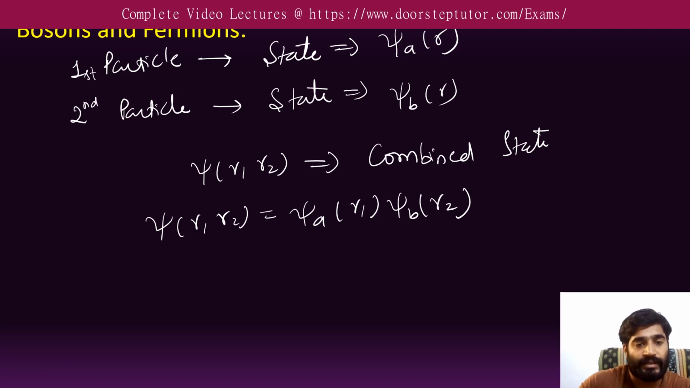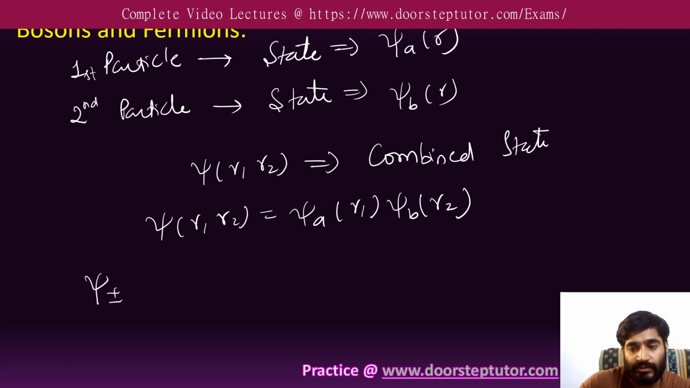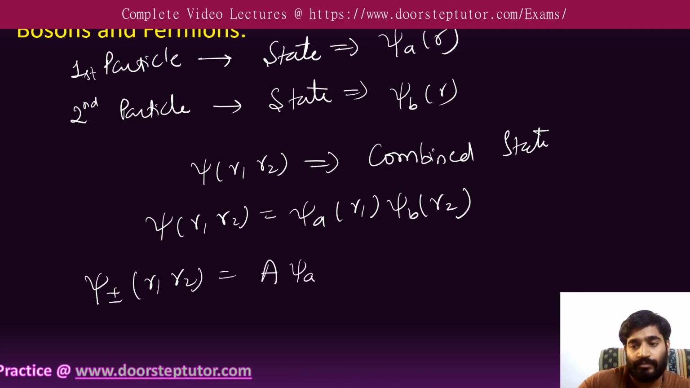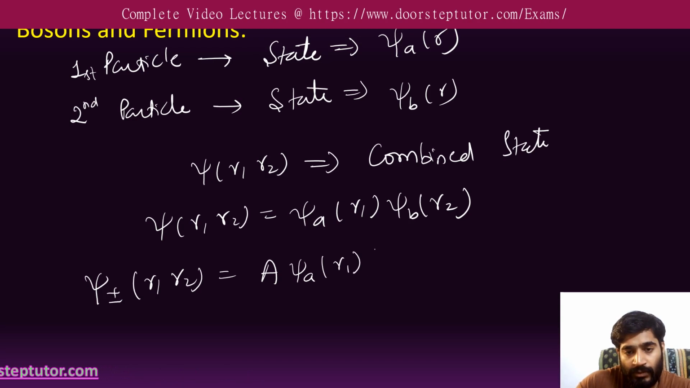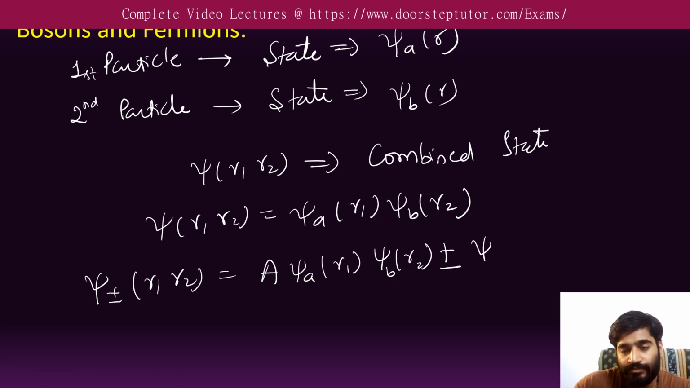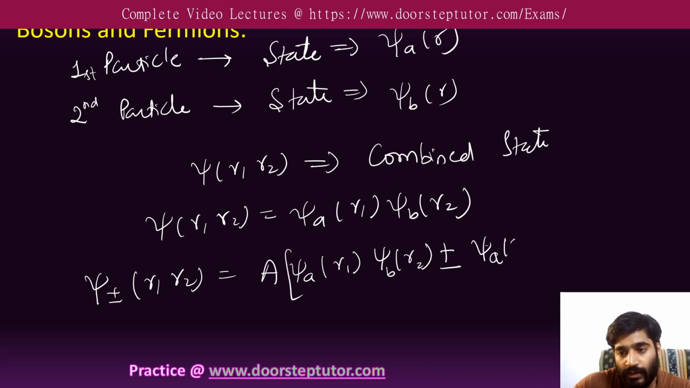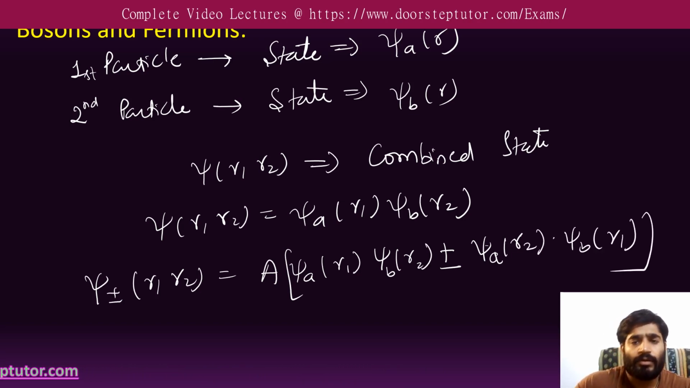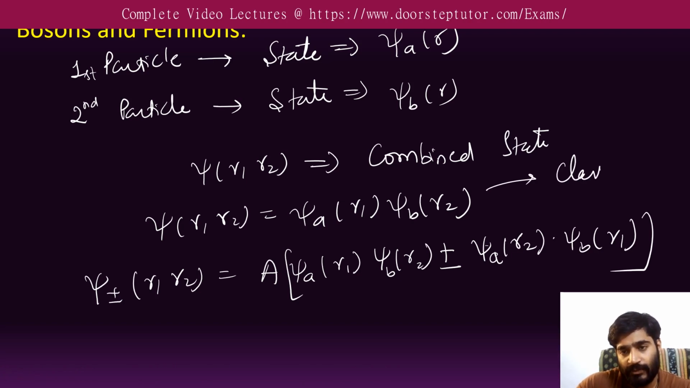If particles are indistinguishable, then there are two ways to write the wave function, and those two ways are that psi plus and minus of r1 r2 must be equal to psi a of r1 psi b of r2 plus or minus psi a of r2 into psi b of r1. So the first is the case for classical, and this is the case for quantum mechanical.